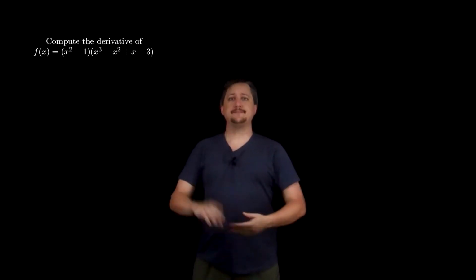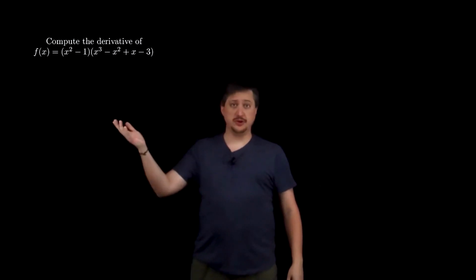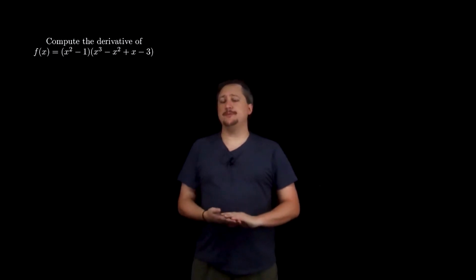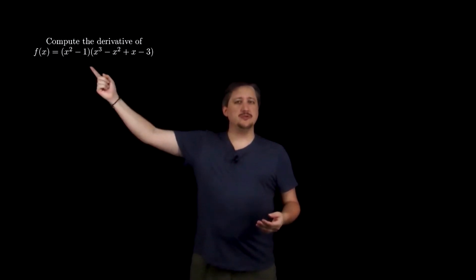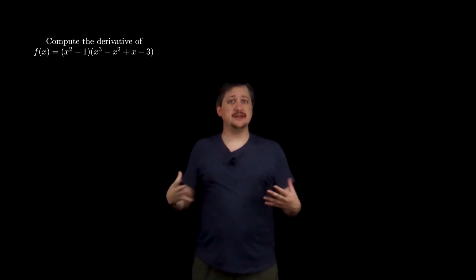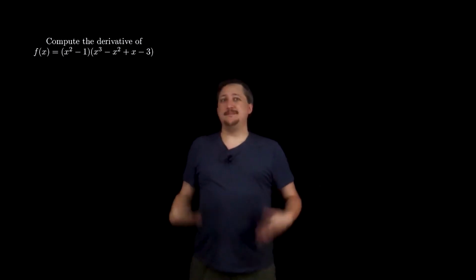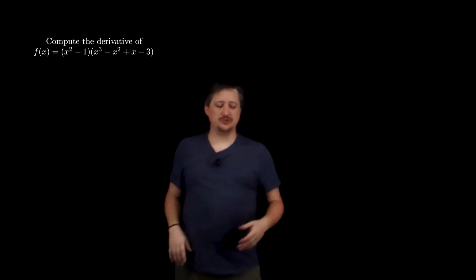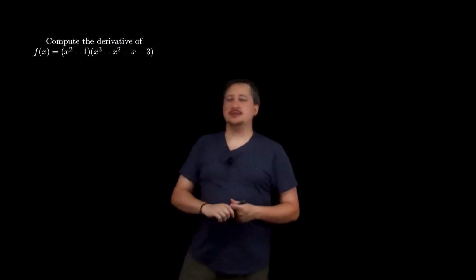Hello. So here we have a problem just computing a derivative, and our goal here is to use the product rule. Strictly speaking with this problem, because they're both polynomials, we could expand this out fully and then it would just be the power rule the whole way through. But rather than do that, and it's up in the air as to which one you think might be less work, I'm going to go with the product rule.